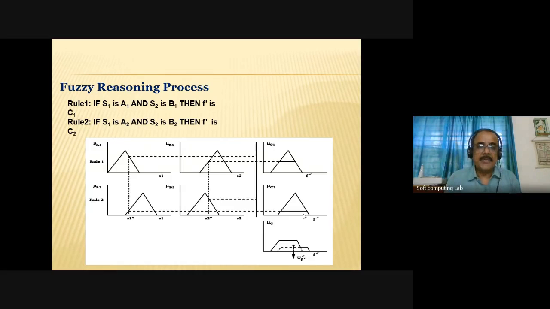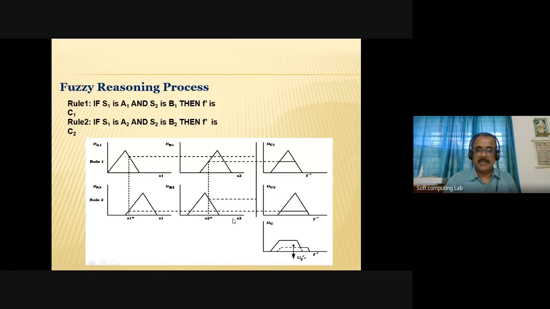Now you see, I will be getting 2 outputs, one corresponding to each of the fired rules. And now I have to combine the outputs. How to combine? To combine the outputs, we are going to use one OR operator, which is nothing but the union operator, and we can find the maximum. So corresponding to this particular fired rule, I'll be getting one truncated triangle here.